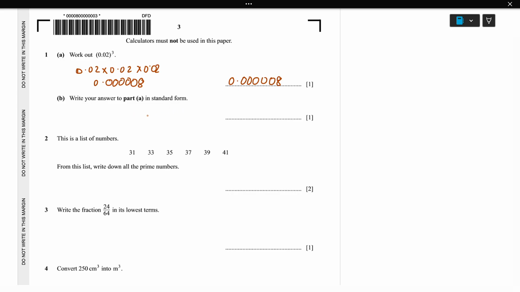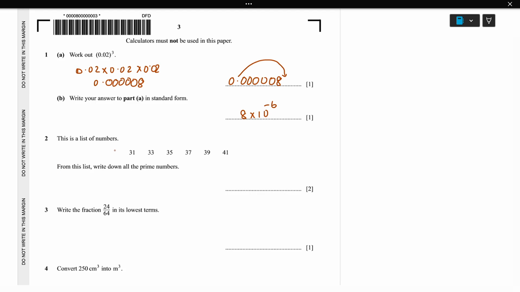Okay, the next one, write the part B in standard form. So we need to move the decimal to here, because from the left, one decimal place, so 1, 2, 3, 4, 5, 6, so 8 times 10 to the power negative 6.